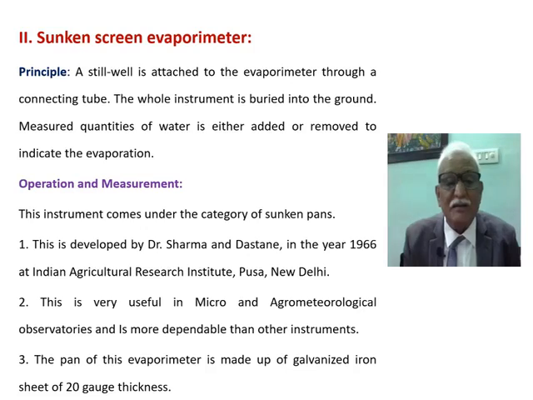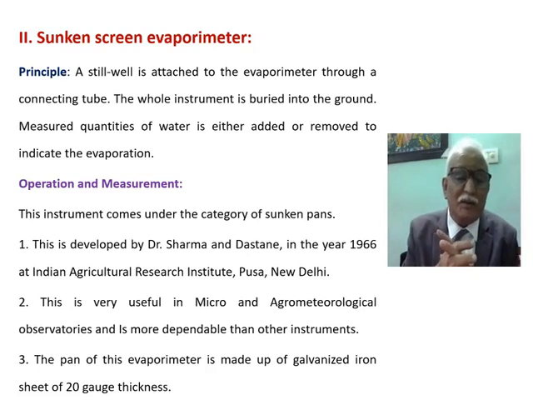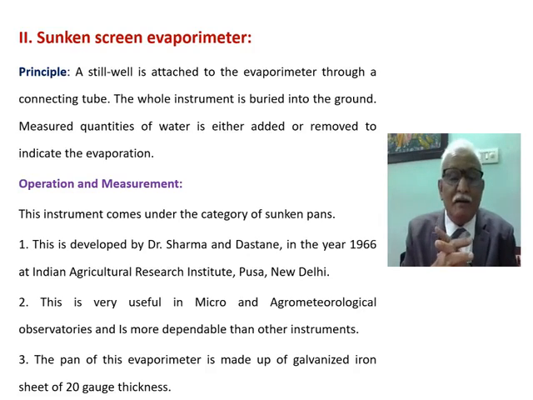It was developed by Dr. Sharma and Dr. Dastane in the year 1966 in the Indian Agricultural Research Institute, Pusa, New Delhi. So this is a very useful micro and agrometeorological observatory instrument. It is more dependable than other instruments as far as agrometeorological or micrometeorological research is concerned. The pan of this evaporimeter is made of galvanized iron.